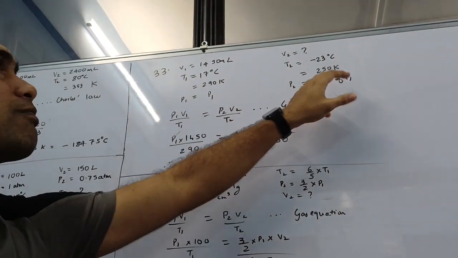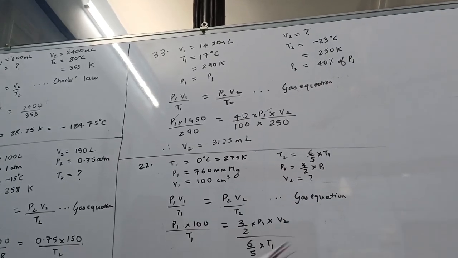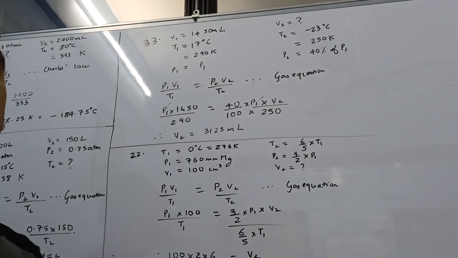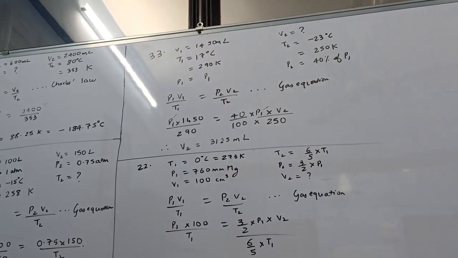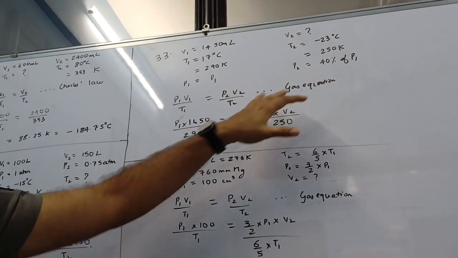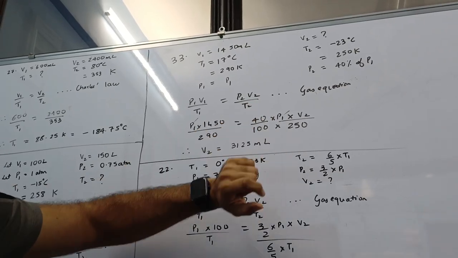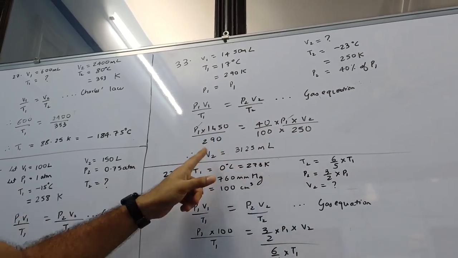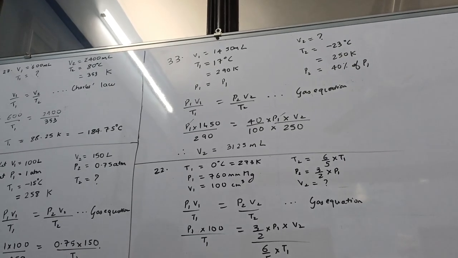So 40% of P1. They have given the value of P1 as 750 mm of Hg, but I have chosen not to use it. Why should I? When P1 will get cancelled. So I wrote all the data, gas equation, converted this to Kelvin, substituted 40% of P1. After cutting, I'm getting this as a final volume. Got it?